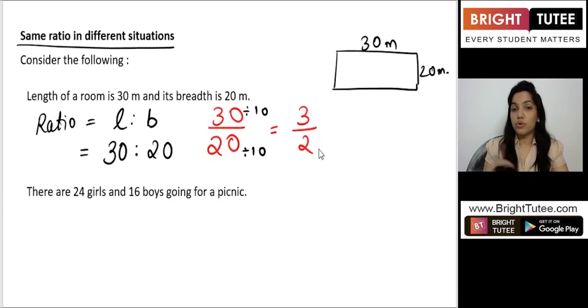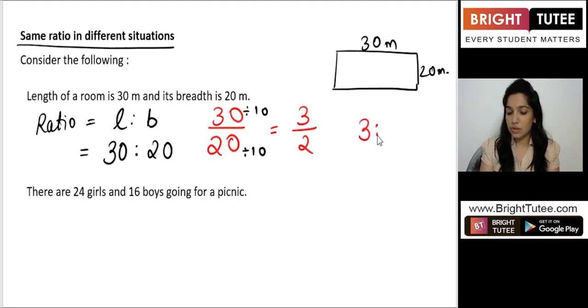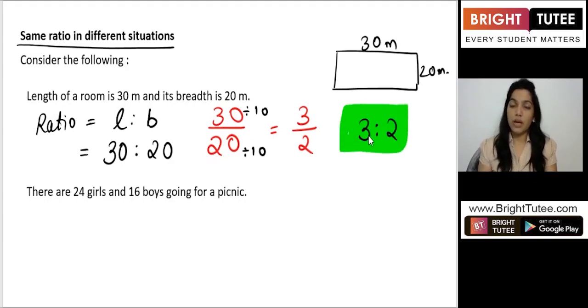Okay. So what ratio can we write? 30:20 can also be written as 3:2. I hope this part is clear. We are writing the same ratio by simplifying it. Okay, the value still remains the same. The ratio, the comparison between length and breadth is still the same, but we are simplifying the numbers. I hope this is clear.